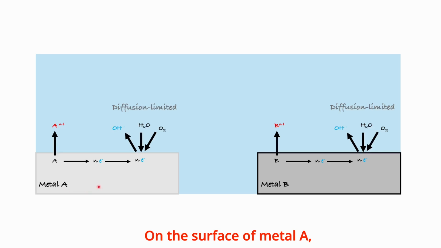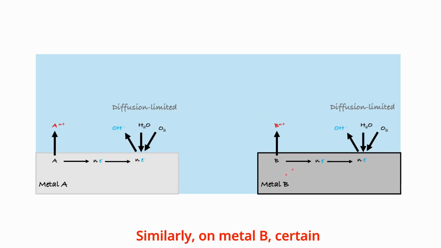On the surface of metal A, certain atoms will undergo oxidation, becoming ions that enter the environment. This process is an anodic reaction. Consequently, electrons are liberated within the metal, traveling to a location that supports a cathodic reaction. In this example, we consider the oxygen reduction reaction as the cathodic reaction, which is diffusion limited because the rate of electron consumption on the metal surface is governed by the rate at which oxygen molecules can access the surface.